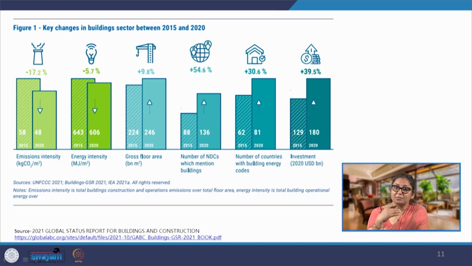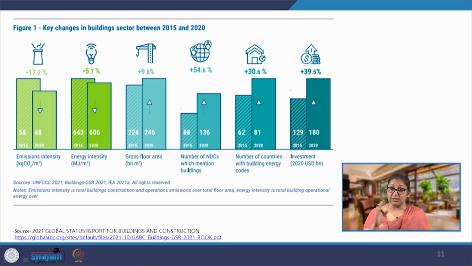So, while the building area is increasing, we are seeing a reduction in per square meter carbon dioxide emissions, or GHG emissions. Simultaneously, which is obvious, the energy intensity must also be coming down, because a lot of emissions that are happening in the buildings are due to consumption of energy. So, energy intensity per square meter is also coming down.